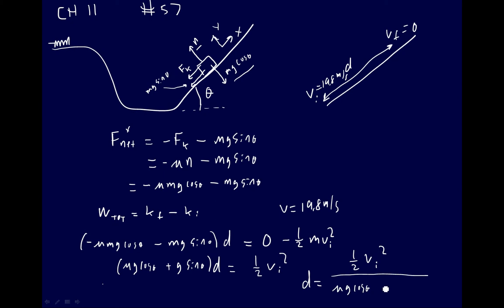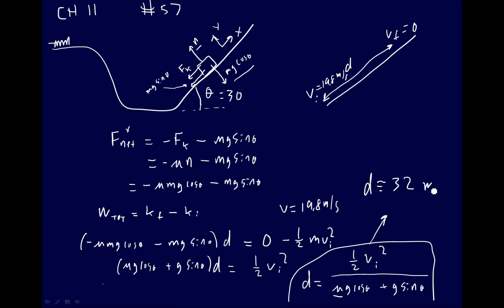Again, you can do this with kinematics. It's up to you, but the nice thing about work is you get this in one little step. You don't have to find the acceleration and then find everything else. If you plug in, the velocity is 19.8, the mu is 0.15, I think, and the angle is 30 degrees. When I do that, I get a distance of about, when you round up, 32 meters up that incline.